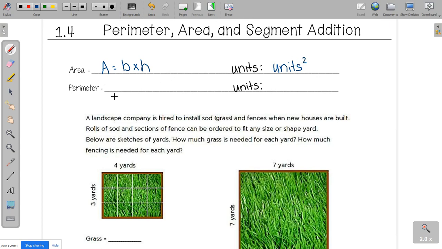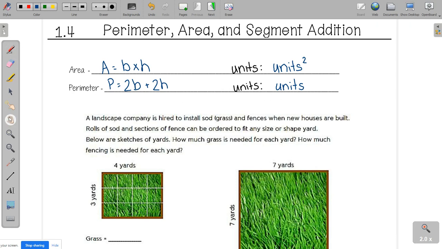Perimeter is all around. So you have two base lengths and two of your heights. So the perimeter is going to be 2 times the base plus 2 times the height. Or you can just add up all the sides together. So the units for this is just going to be the units. So if it's inches, it's inches. If it's yards, it's yards.